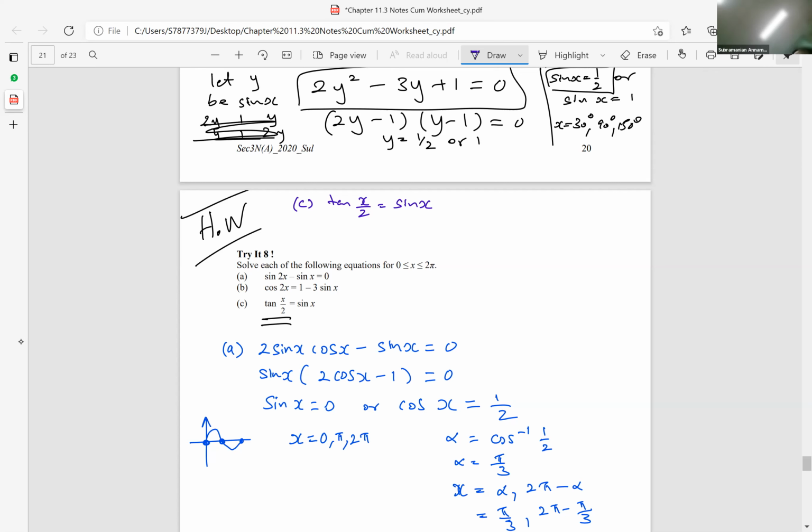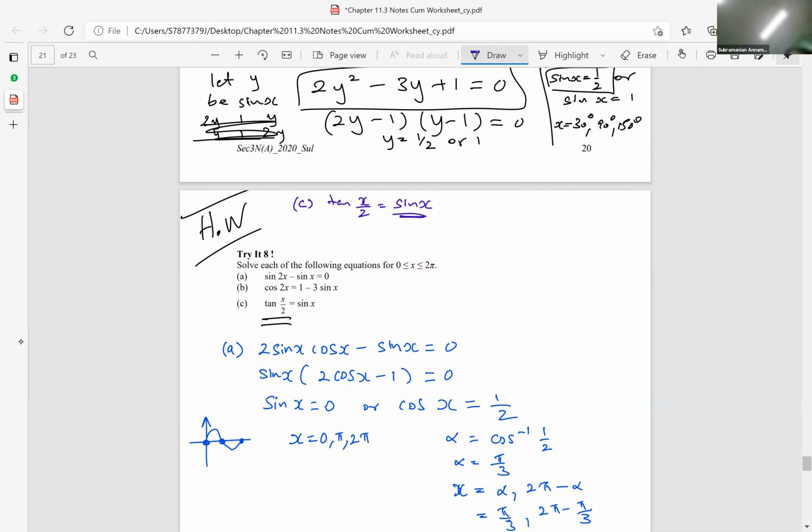Okay, what should I use here? Tangent x over 2. So should I use the double angle for tangent? Would it help me? Do you think it will help me? No. Why no? You're right, but why no? Because the other side is sine x. Very good. That's a good observation, because here we've got sine also.